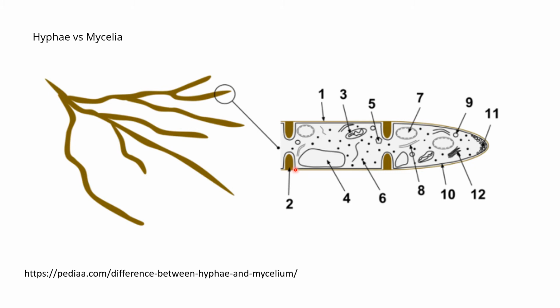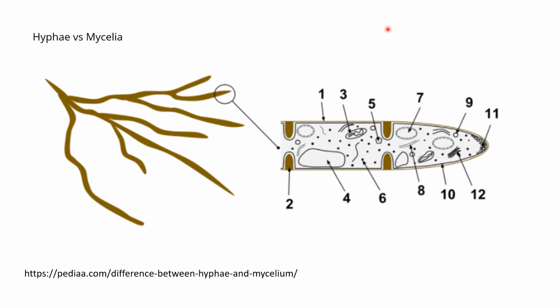Septa are a type of internal cross wall. And take note, septa have this pore opening. So there are small pores that allow movement, or this continuum, of the cytoplasm. So things can be exchanged inside because the septa has a pore.